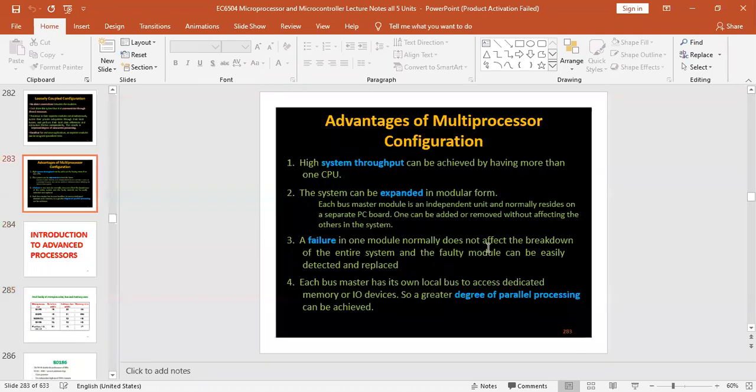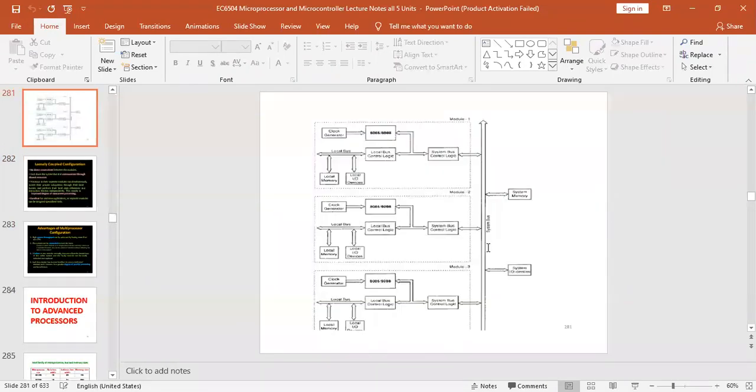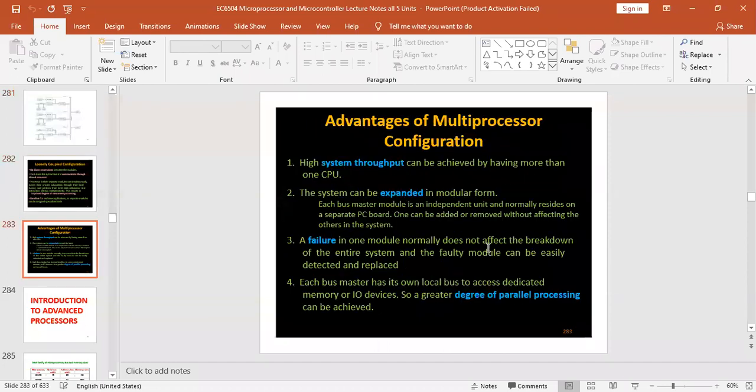So in unit 2, you should be very familiar with the pin diagram. If you are familiar with the pin diagram, there are no issues. You have to write about the pin diagram, then you have to write about the multiprocessor configuration. Then you have to write about the advanced processor. So these are the important questions in unit 2.